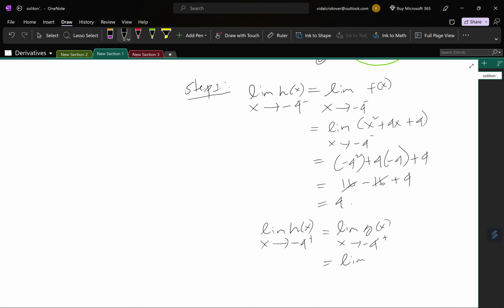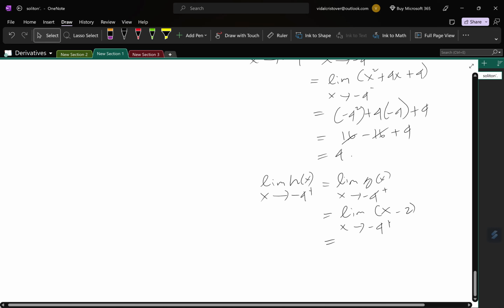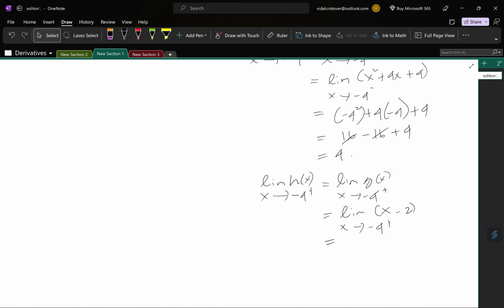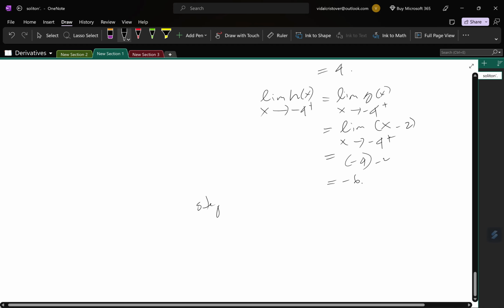Then, so this is equal to the limit of x minus 2 as x approaches to negative 4 from the right. And again, ang limit sa one-sided, ang mga theorem sa one-sided limits is para sa sa katong limit sa mga usual. So, pwede rin na ito i-substitute ang negative 4. So, na kay negative 4 minus 2. So, this is equal to negative 6. So, dili equal ang duha, no? So, step 2.